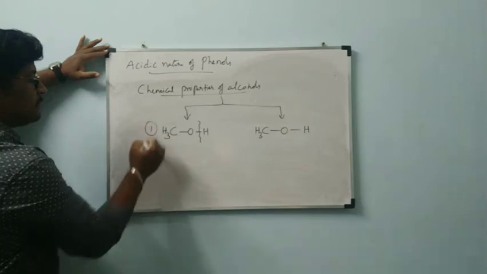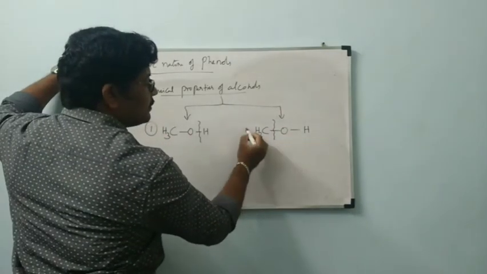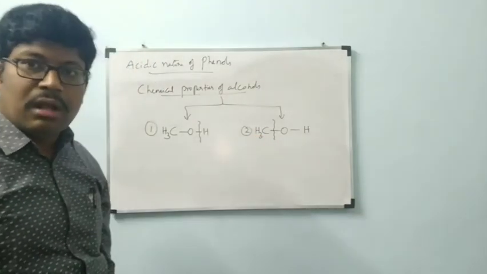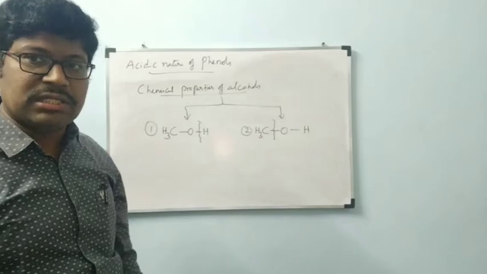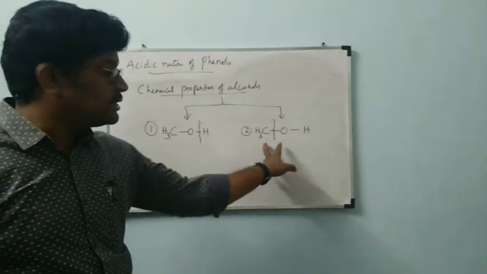This is the first type, OH bond cleavage. This is the second type, CO bond cleavage. Alcohols will undergo two types of reactions, by OH bond cleavage and CO bond cleavage.